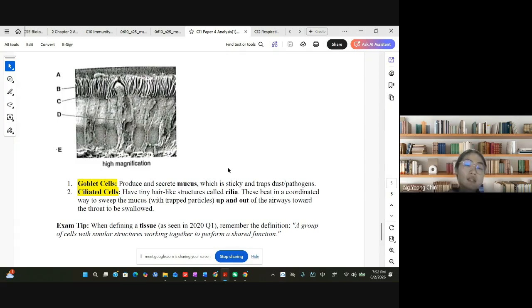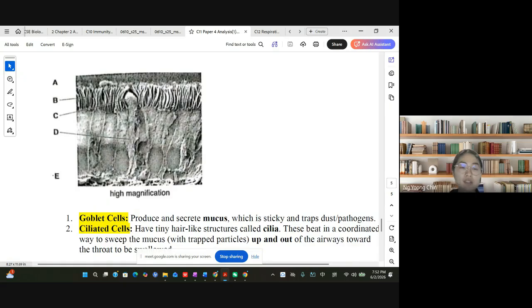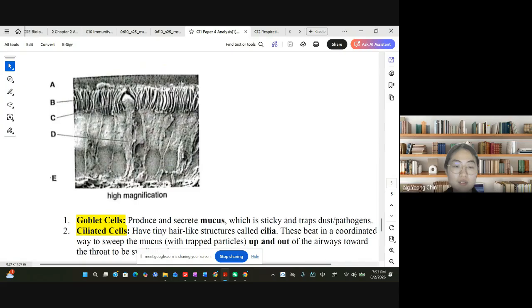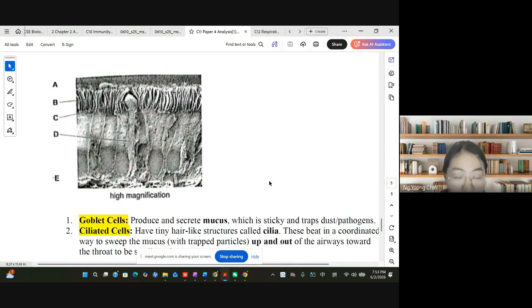And then, okay, you can tell me, where is the goblet cell in this picture? Where is it? A, B, C, D, which one? Or E? What's the answer? Where's the goblet cell? A, B, C, D. Which one? Are you there? C. Yeah. C? Yeah, correct. C or D, yeah.